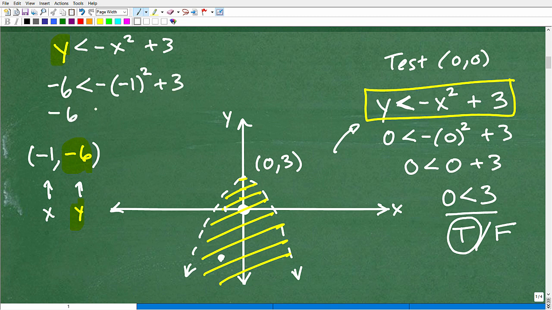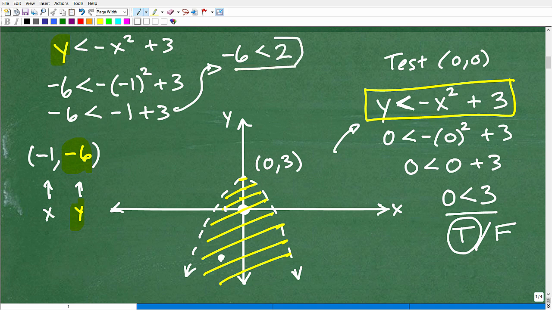This is -6 is less than (-1) squared, which is +1. So this will be a -1. Okay, hopefully you'll see why that's the case. Plus 3. Let's continue this over here. So I get -6 is less than -1 plus 3, which is in fact 2.